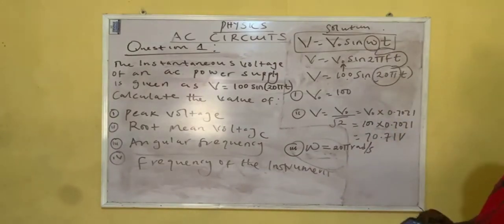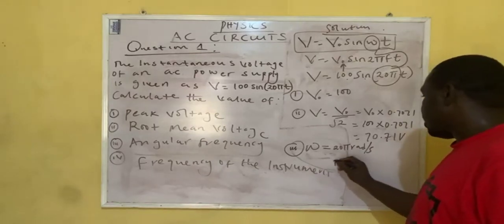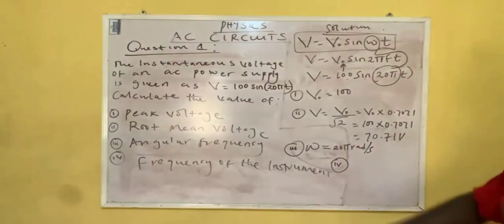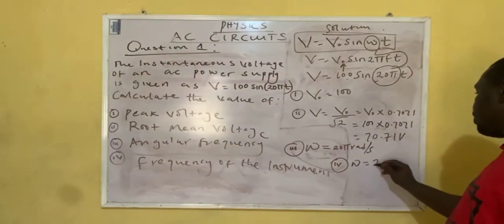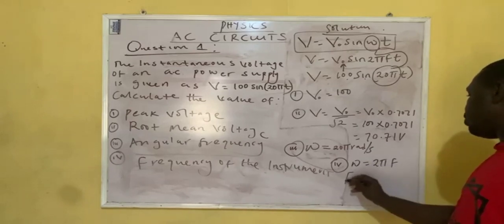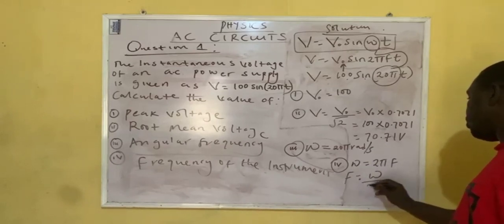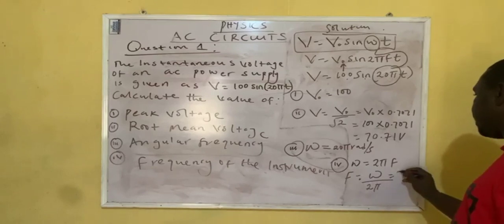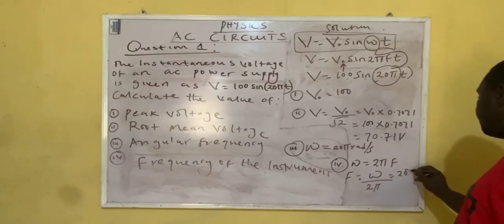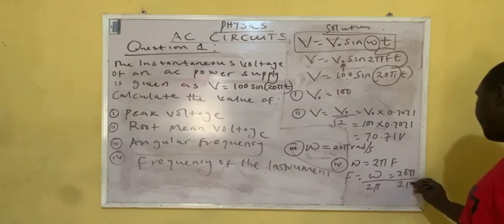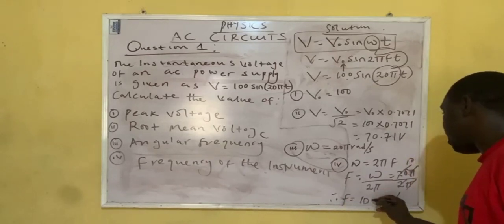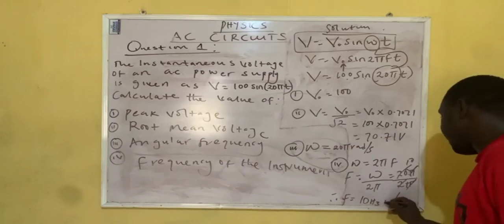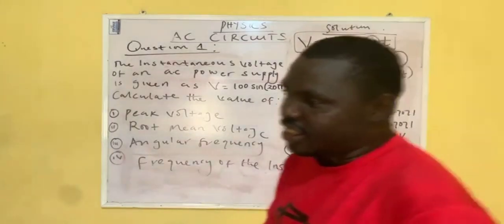I just told you to compare now. And then the fourth question says that we should find the frequency of the instrument. I think this one is quite straightforward. So we just remember our formula. We know that frequency is this over 2 pi. And if this is 20 pi, and this is 2 pi, we cancel pi, 2 here 1, 2 here 10. Therefore, our frequency is 10 Hz. So our frequency is 10 Hz.